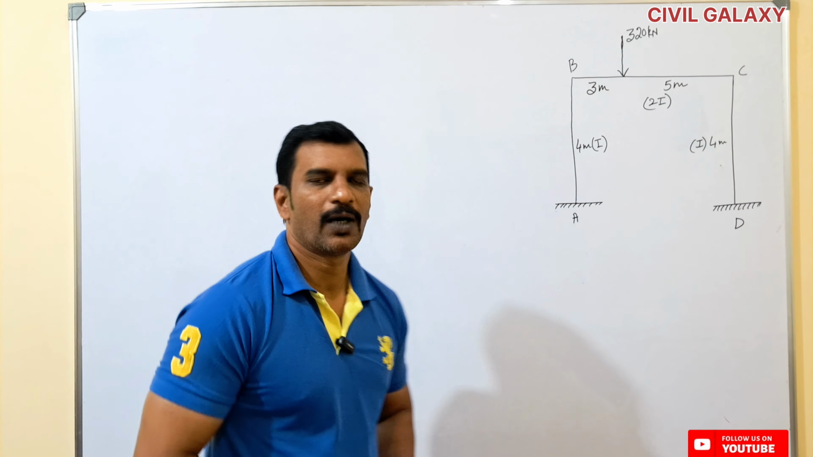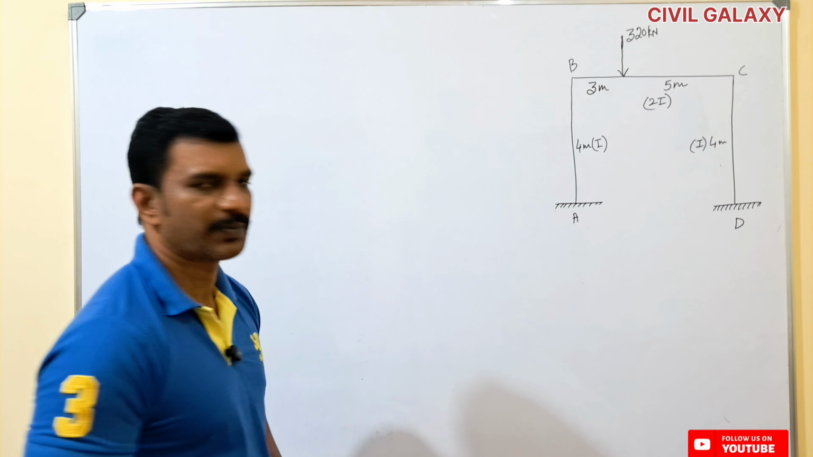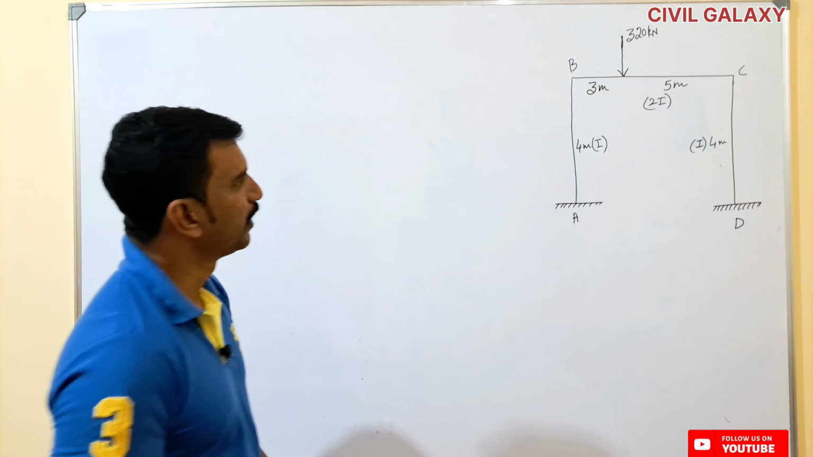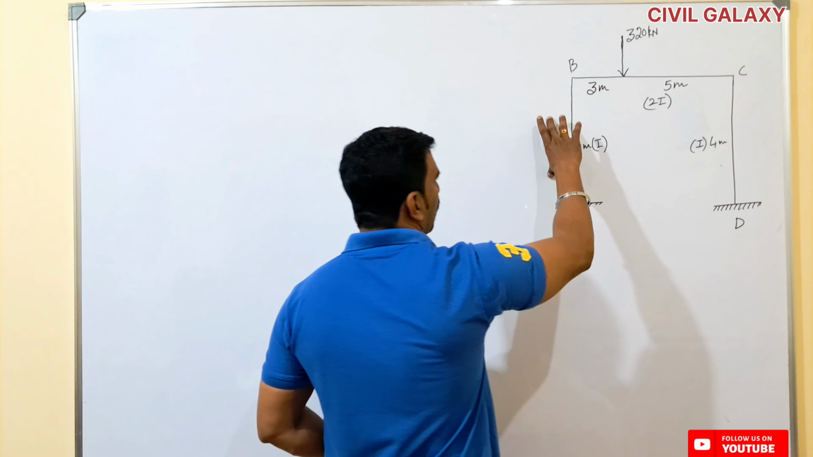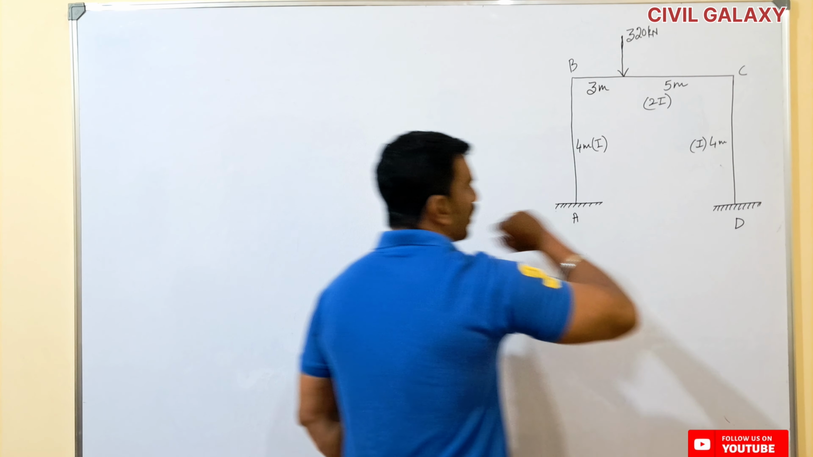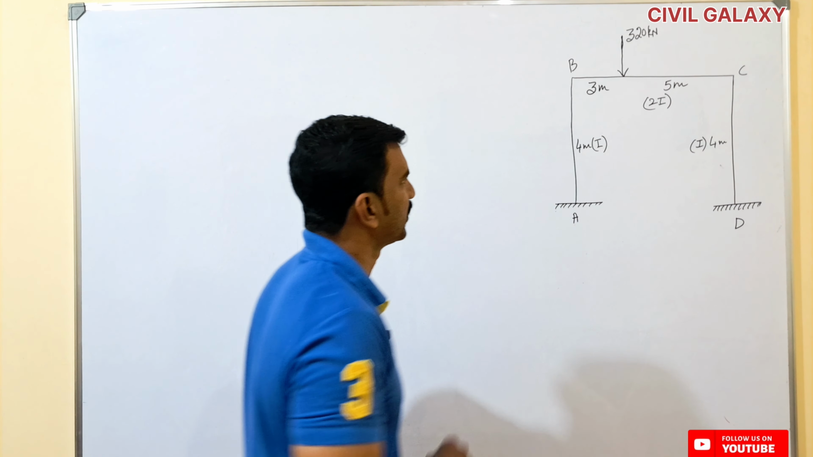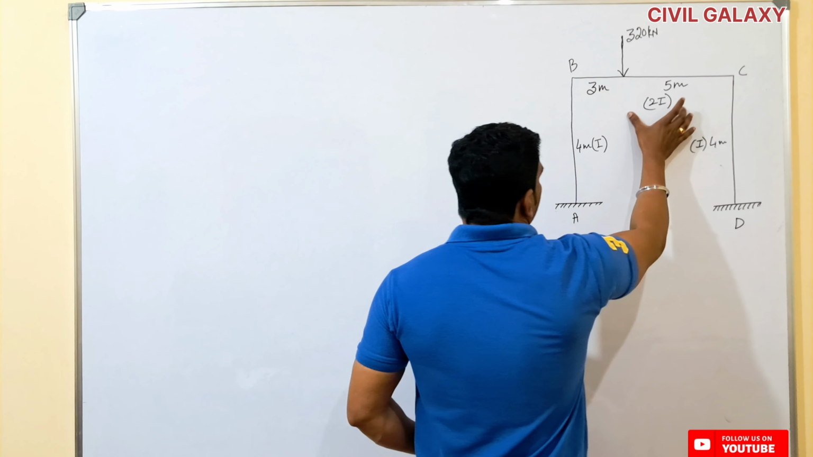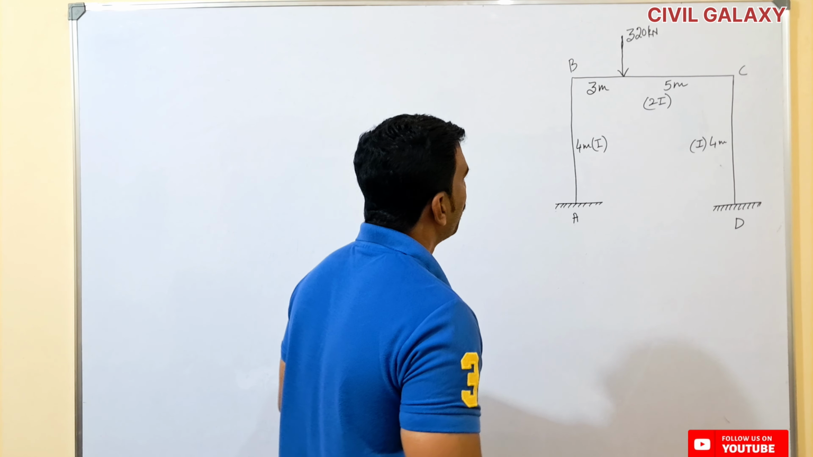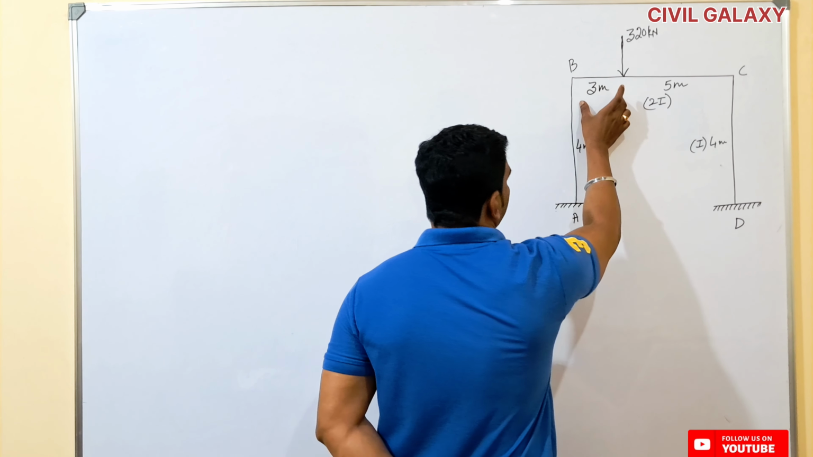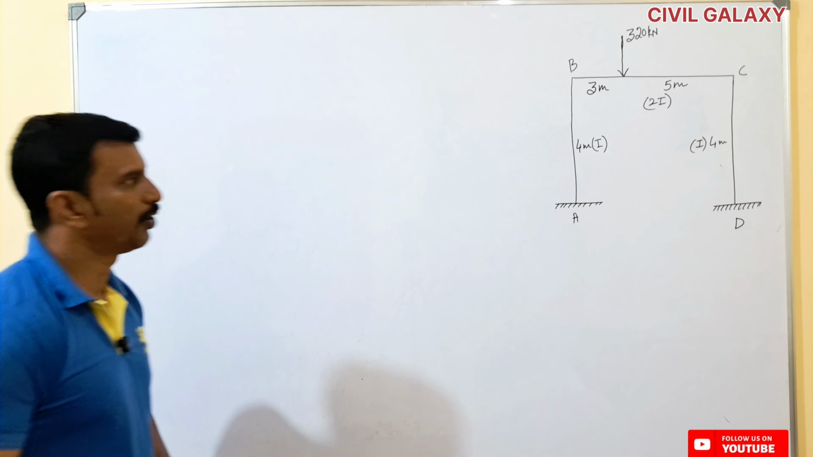In today's session, we shall see how to analyze a frame with the help of Kani's method when it is subjected to lateral sway. So I have considered a problem where the height of the column AB is given as 4 meters, the height of the column CD is also 4 meters, and the span of the beam BC is 8 meters, where at a distance of 3 meters from point B it is carrying an eccentric loading of 320 kilonewton.